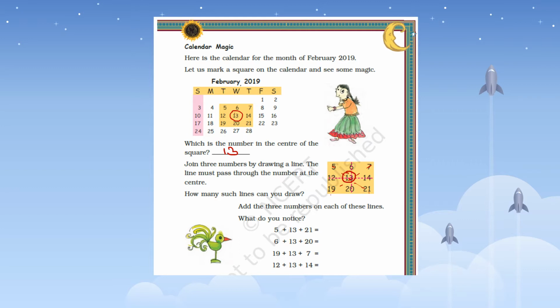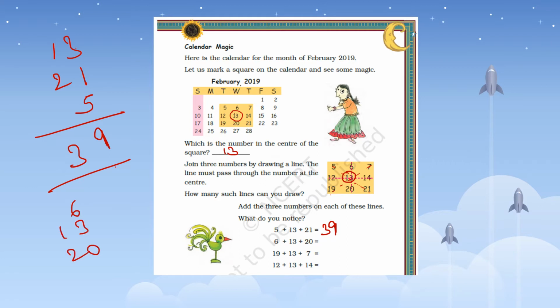Add the three numbers on each of these lines. What do we get? 13 plus 21 plus 5, 4 plus 5, 9 and 3, 39. 6, 13, 20, 9, 39. So after adding, you will see that all the numbers in each of these lines add up to 39. You didn't know this trick, right? I assume. So it's really interesting.